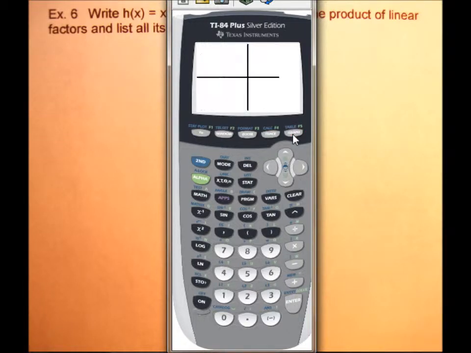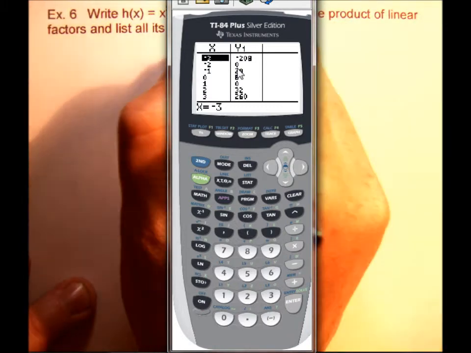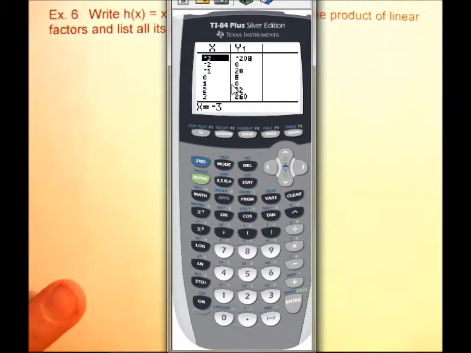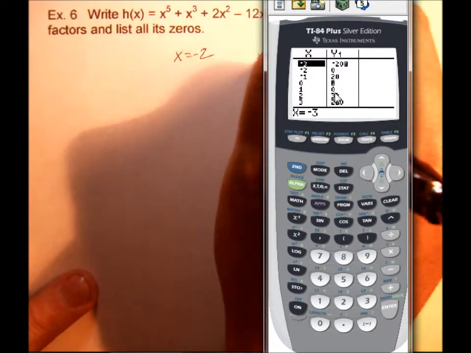But if we go to the graph of this equation now, we can kind of see it's going to cross here and possibly there. So let's go to our table of values and figure out where a 0 is. Looks like at -2 it says 0, so x equals -2 is a 0, and also at 1 is a 0, so x equals 1 is a 0.